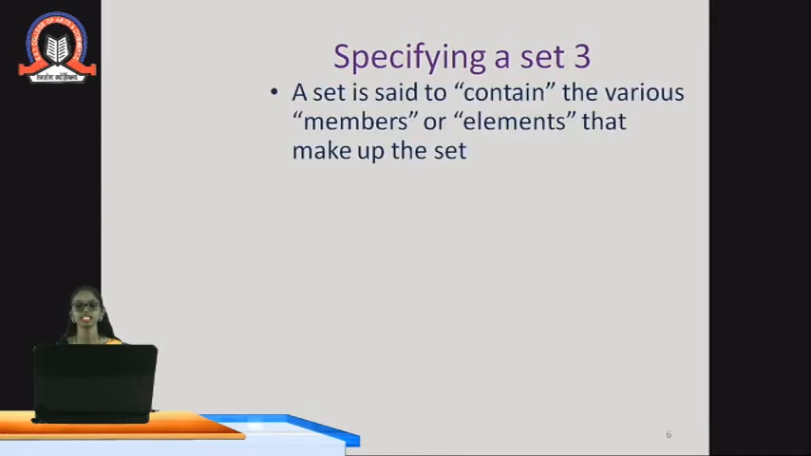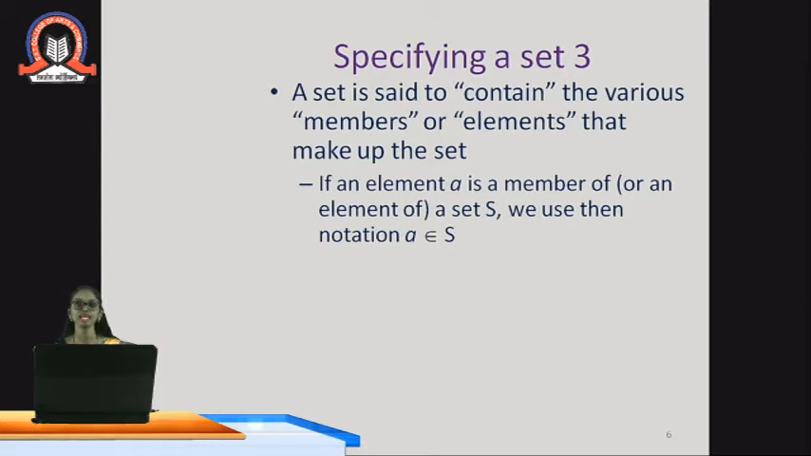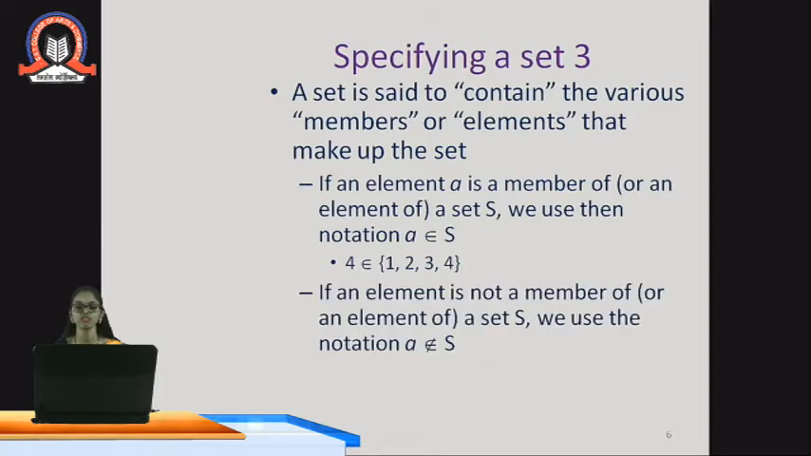Now specifying a set, part 3. A set is said to contain the various members or elements that make up the set. If an element a is a member of, or an element of, a set S, we use the notation a belongs to S. It means a is a member of set S. For example, 4 belongs to the set {1, 2, 3, 4}. If an element is not a member of a set S, we use the notation a does not belong to S. For example, 7 does not belong to {1, 2, 3, 4}.